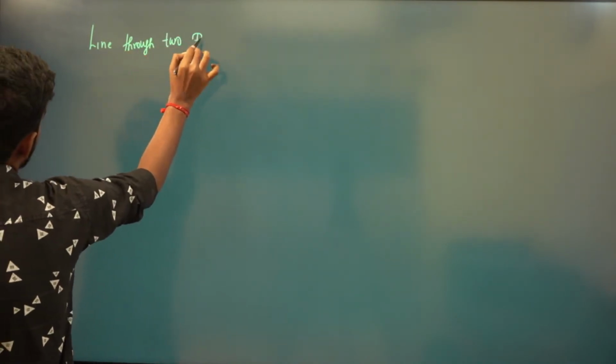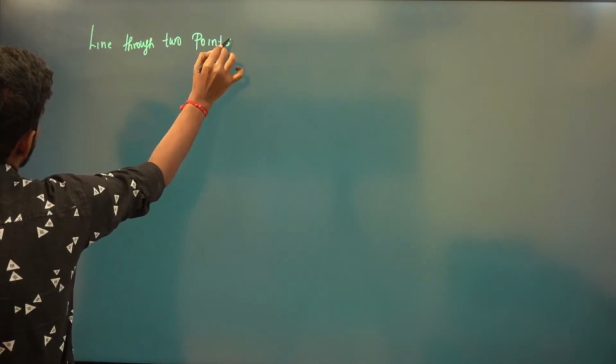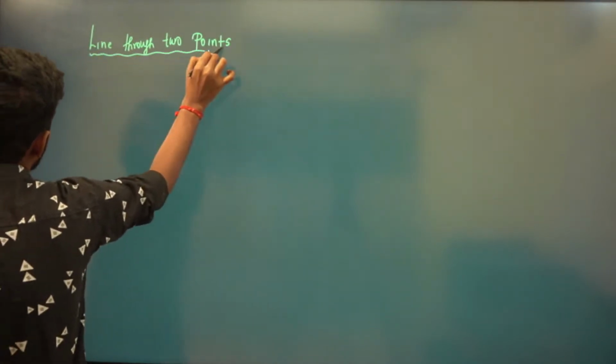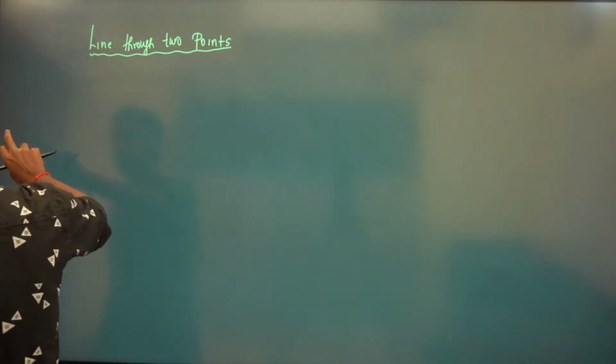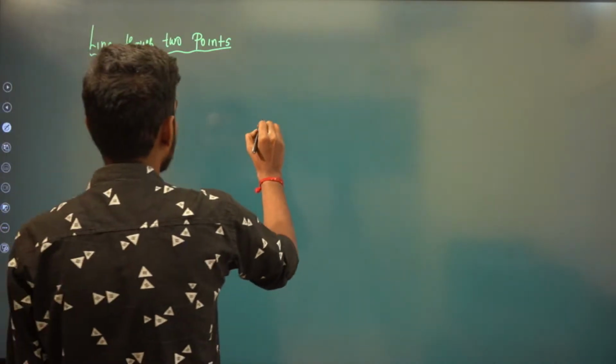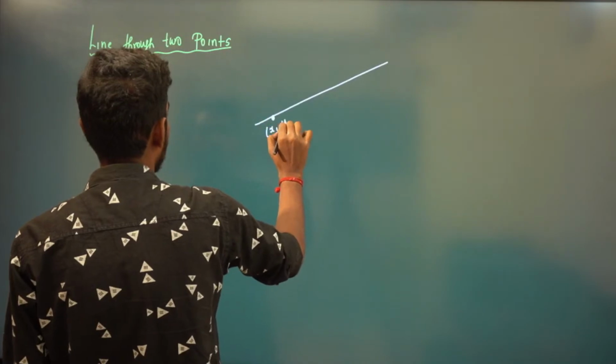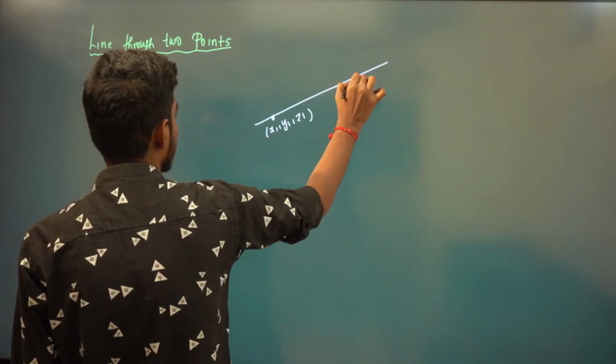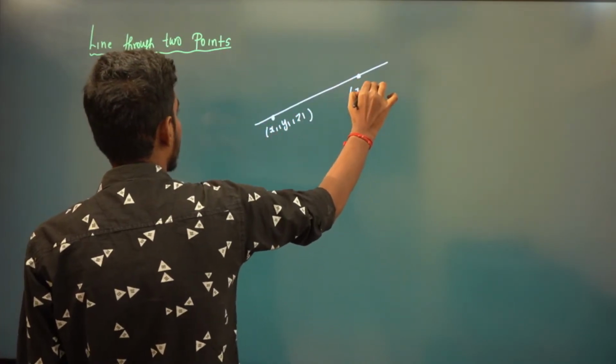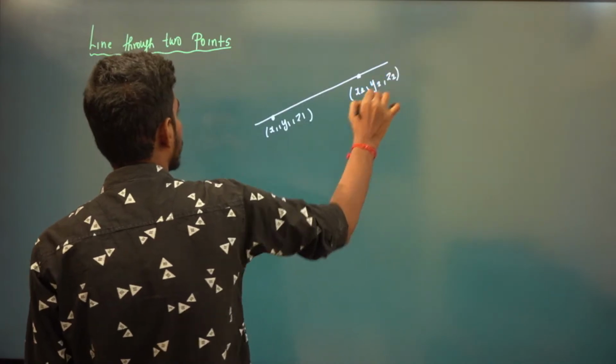Line through 2 points. This is very easy. I'm just going to do only one problem. What is the equation of a line passing through 2 points? Very easy. Let x1, y1, z1 and x2, y2, z2 be 2 points.